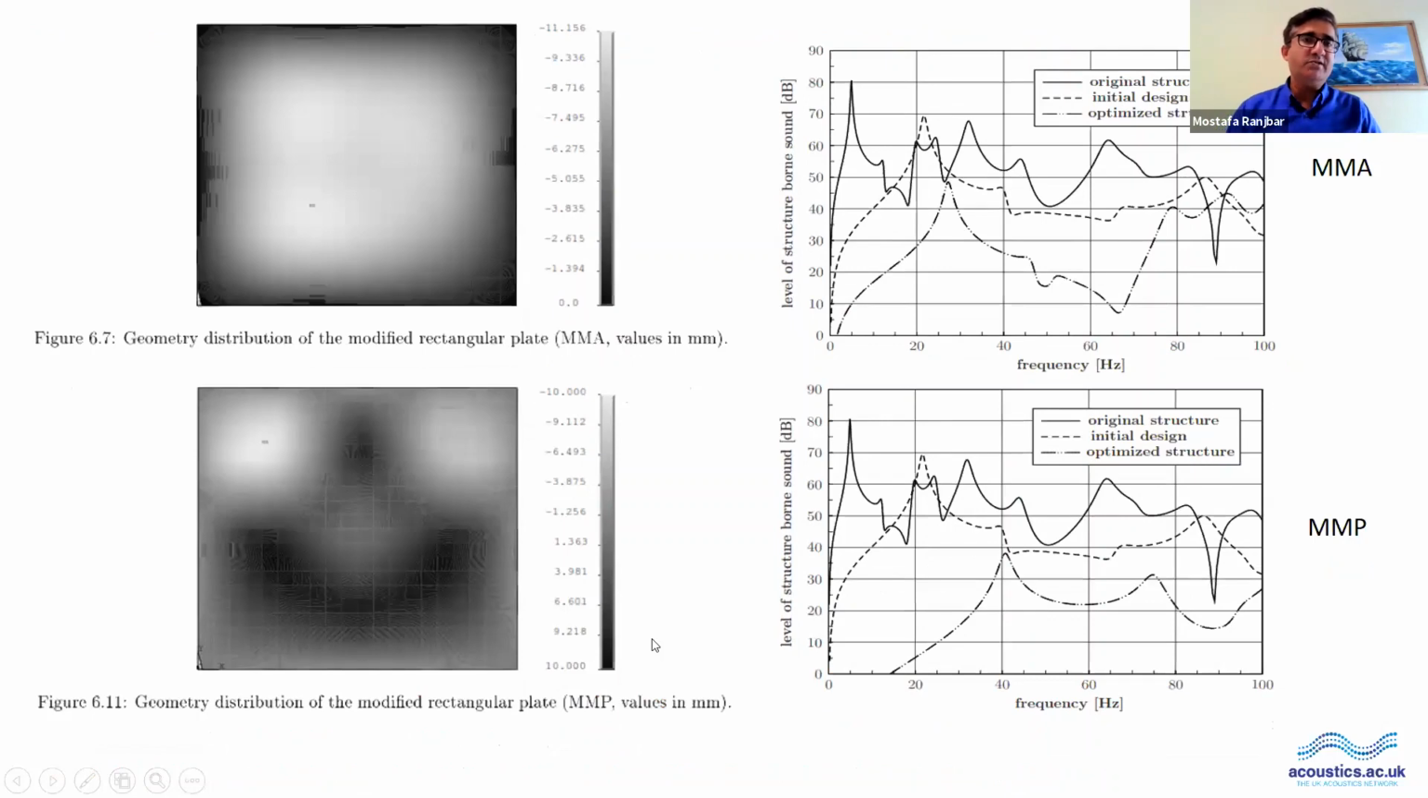Here you can see for the method of moving asymptotes, the optimum shape is quite different, and you have a very nice result over a wide frequency range regarding the reduction of the radiated noise. This doesn't mean that in reality, if you produce this result and verify it experimentally, you can reach, for example, a 20 decibel reduction. No, even a 1 decibel reduction is quite a big success.